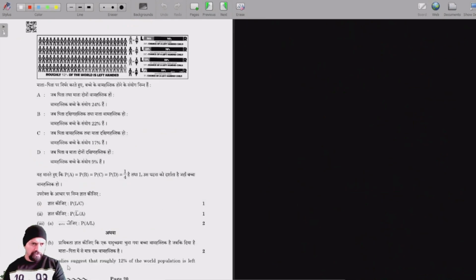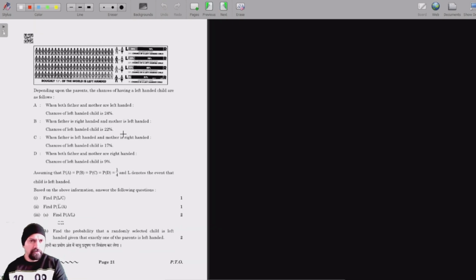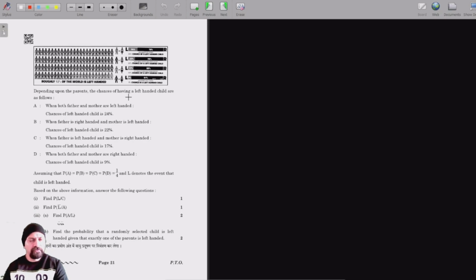Okay, for question number 37, it's given that a recent study suggests that roughly 12% of the world population is left-handed. And it's further given that, depending upon the parents, the chances of having a left-handed child are as follows. When father and mother are both left-handed, the chance of a left-handed child is 24%.